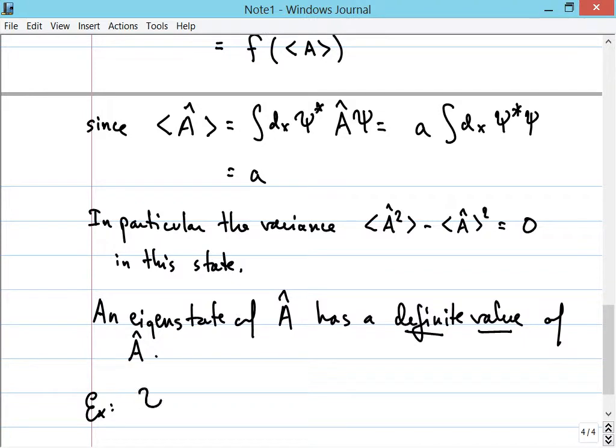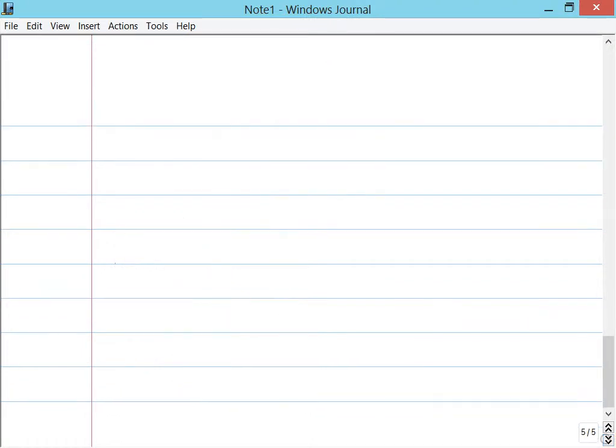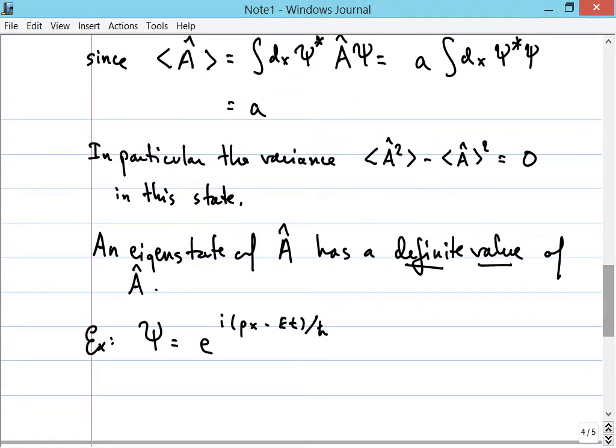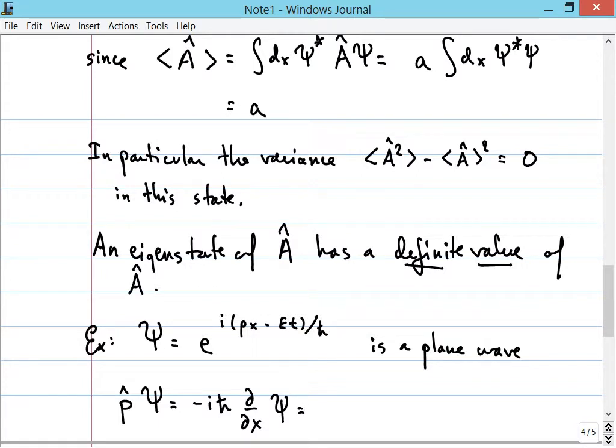So let's consider the wave function psi, which is a plane wave, e to the i (px minus Et) divided by h bar. So that's a function of x and t, where p and E are just numbers. Then you could act on this with the operator p hat. That's minus i h bar times d by dx of psi. And what does that d by dx do? Well, it pulls down a factor of ip over h bar, which cancels the minus i h bar out front, so that this is just the number p times psi.